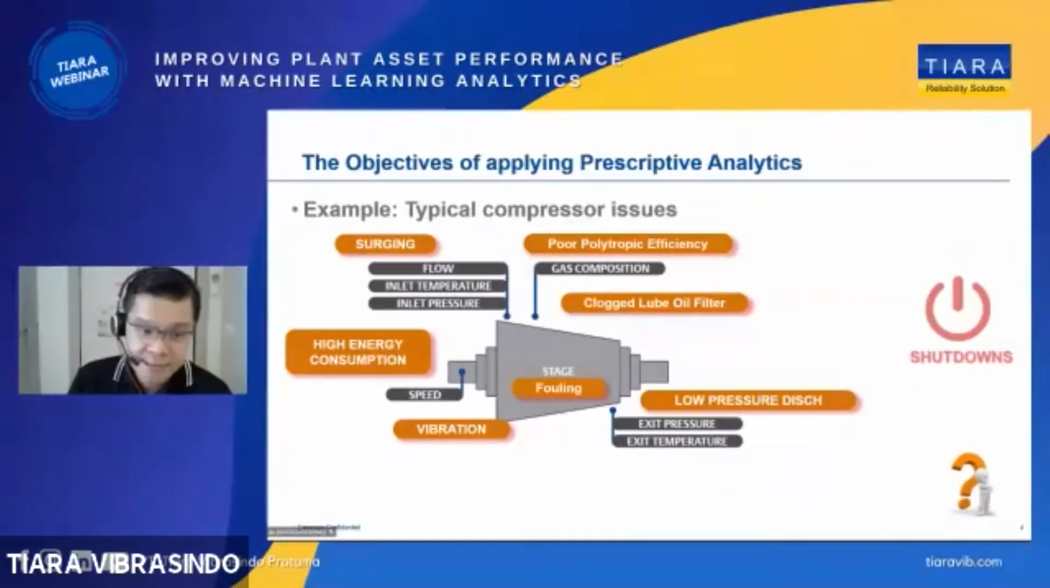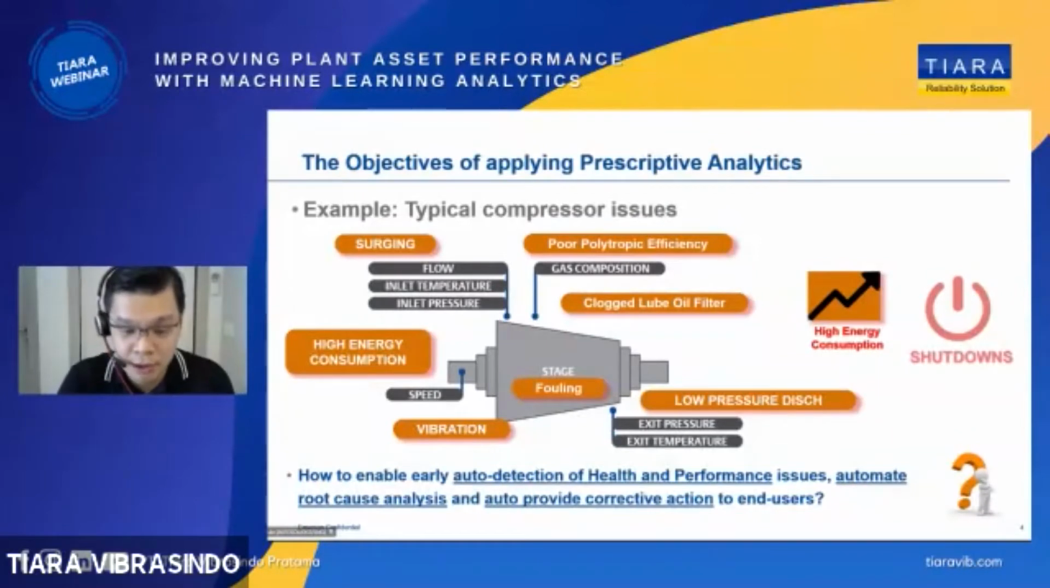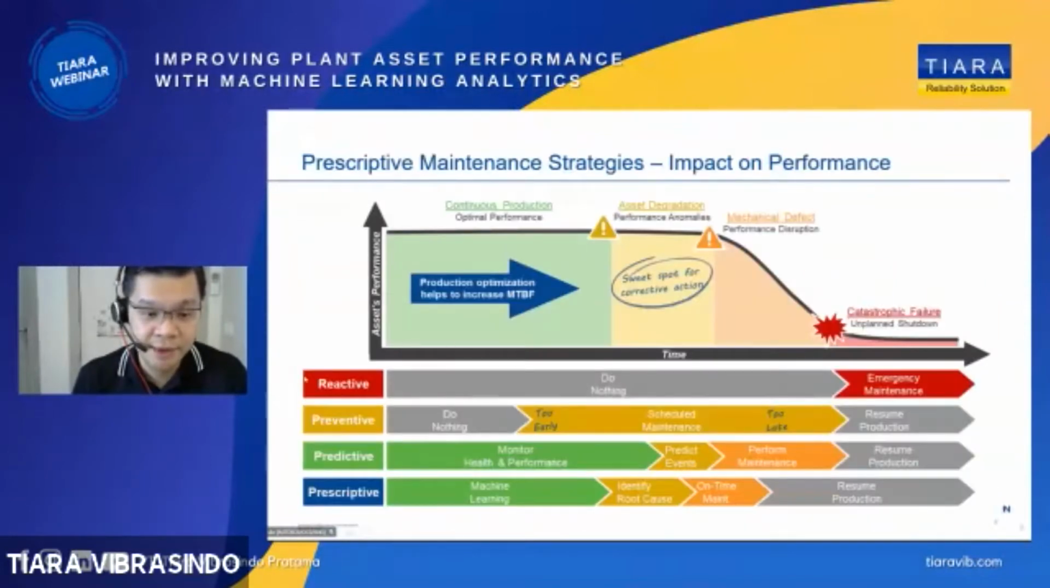Same for turbines, same for compressors. You will have surging problems, lube oil filter clogging, fouling inside the stages of the compressor, low discharge pressure, and so on. All these issues will lead to high energy consumption. The objective of applying prescriptive analytics is to detect these problems early, then provide the root cause and the corrective action to the end user automatically by the system, by the analytics. So this is again the objective. What we are trying to do is move away from reactive and preventive maintenance.